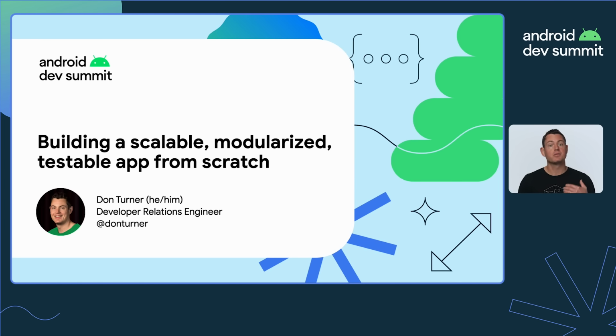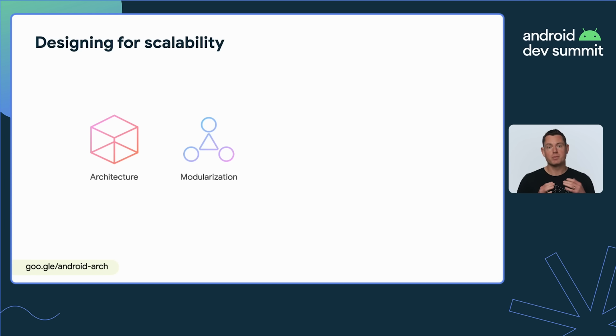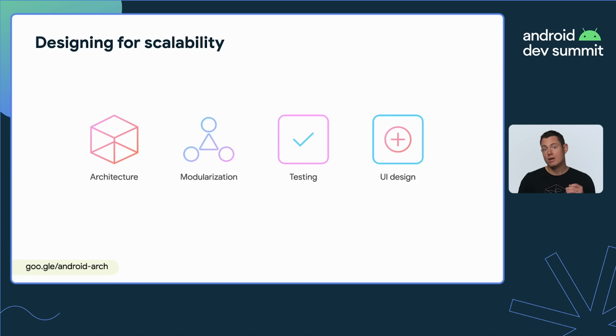Today, I'm going to show you how to build a scalable, modularized, testable app from scratch. Now, this won't be a Hello World app. I'll concentrate on building an app architecture which will enable your app to grow. We'll use modules to separate responsibilities and create a test infrastructure to verify that your app behaves as expected. Lastly, we'll look at how to build a flexible, intuitive, and great-looking user interface.